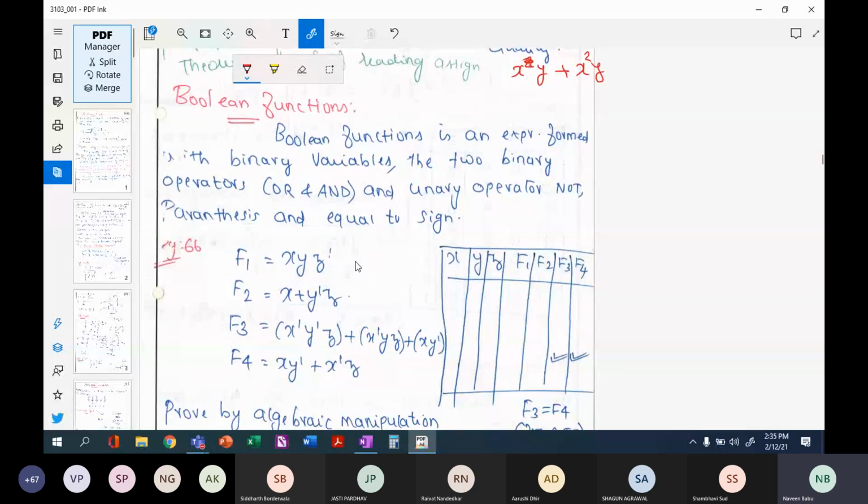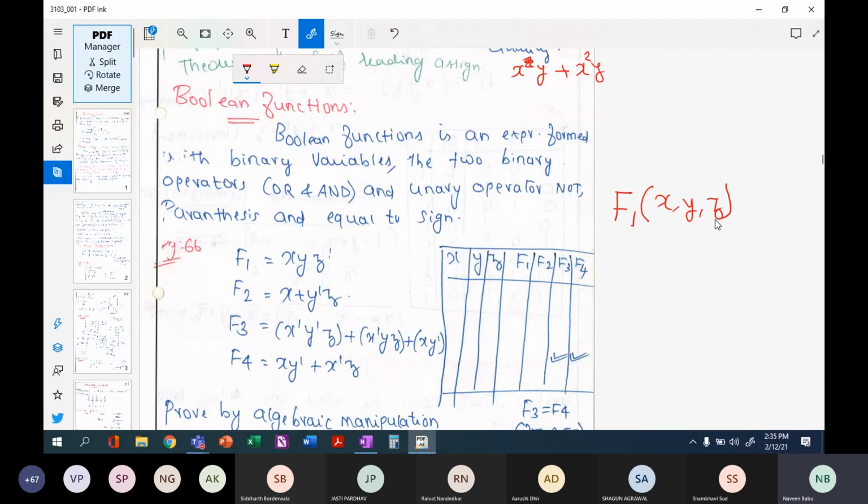A Boolean function is an expression formed by different binary variables. Obviously they will have the binary operators, in fact three operators: OR operation, AND operation, and NOT operation, including the parenthesis and an equal to sign. As an example, f1 equal to x, y, z bar is a Boolean function. Ideally, I should have written it this way, that is f1 as a function of x comma y comma z is equal to x, y, z bar.